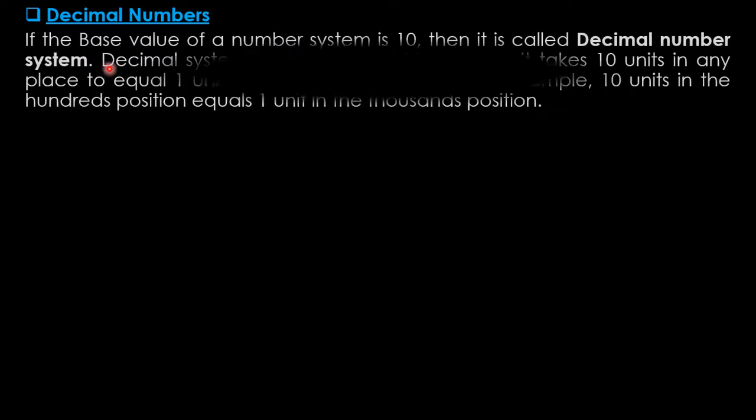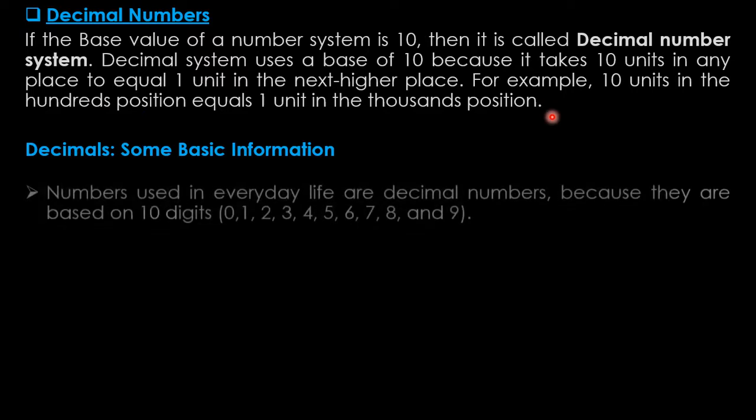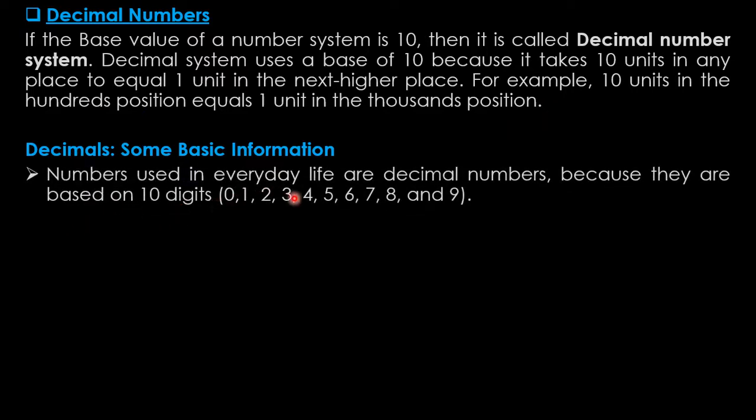Decimal numbers. If the base value of a number system is 10, then it is called the decimal number system. The decimal system uses a base of 10 because it takes 10 units in any place to equal 1 unit in the next higher place. For example, 10 units in the hundreds position equal 1 unit in the thousands position. Decimal, some basic information: numbers used in everyday life are decimal numbers because they are based on 10 digits: 0, 1, 2, 3, 4, 5, 6, 7, 8 and 9. These 10 digits are used to express decimal numbers.